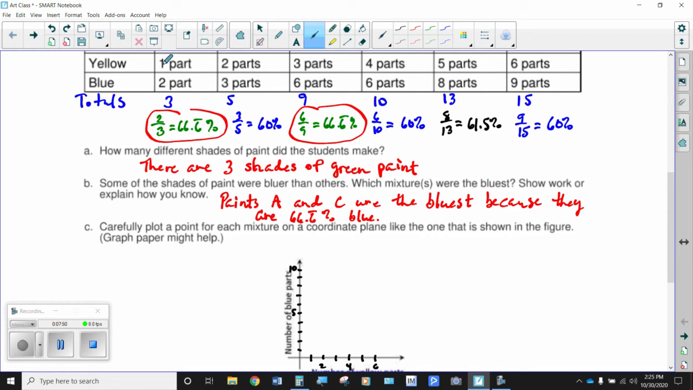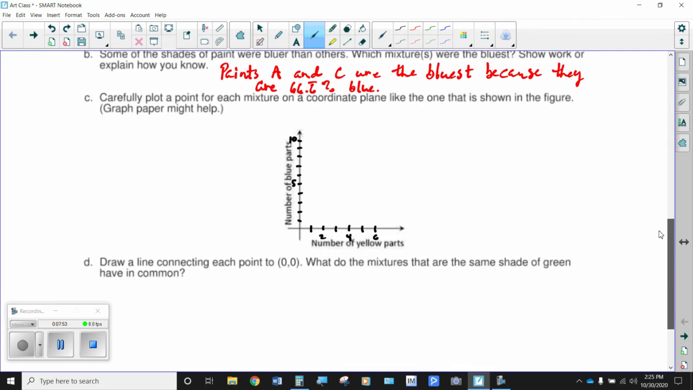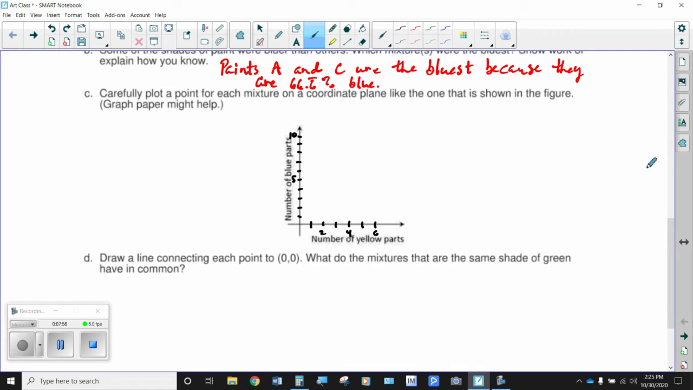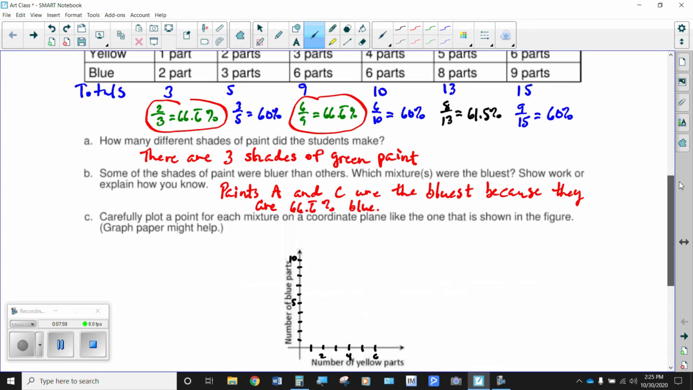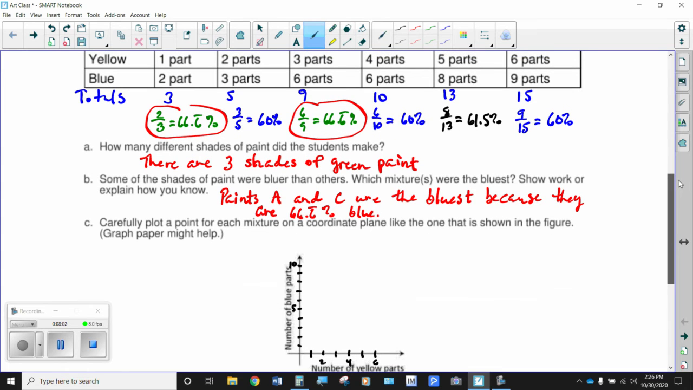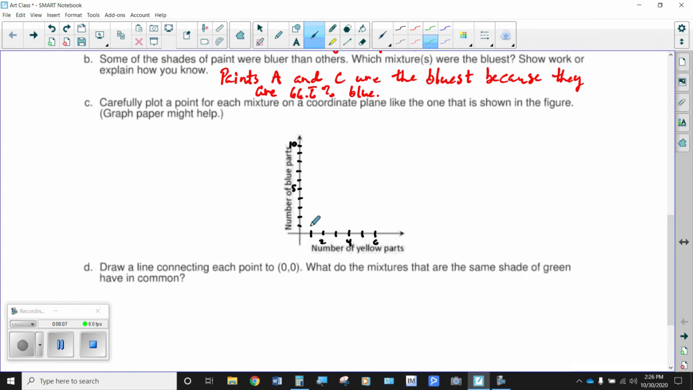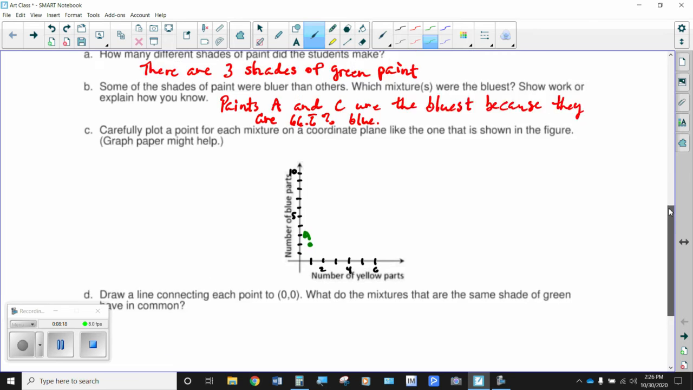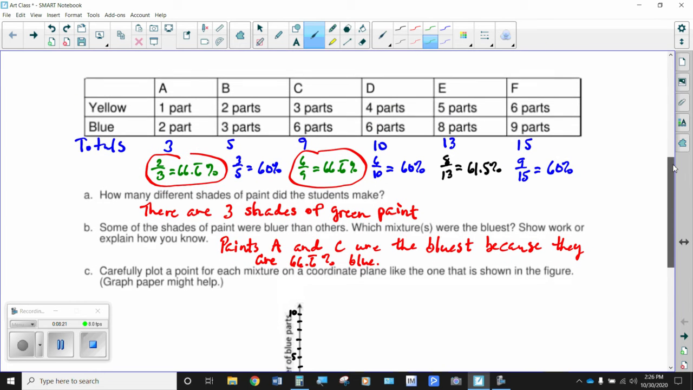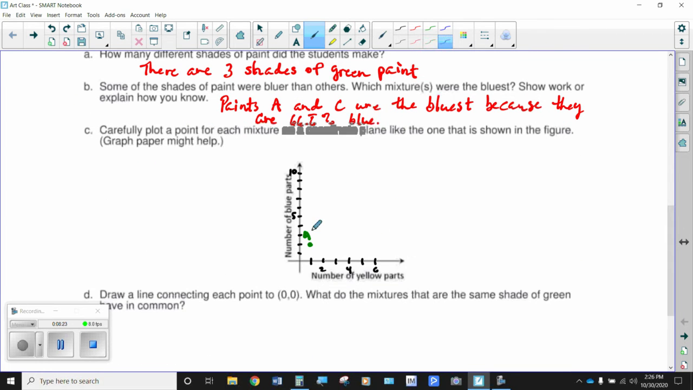So let's start with paint A, which would be at where you have 1 part yellow. And in fact, let me color coordinate this, because what did I do? I put those in green, right? Yes. So let's put this one in green. So if it's 1 part yellow and 2 parts blue, this is going to be paint A. I'm going to label that as an A. And paint B, I color coded that in blue. That was 2 parts yellow, 3 parts blue. So that is going to be right around there, and that's going to be B.